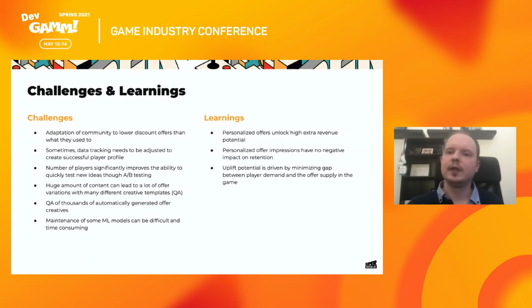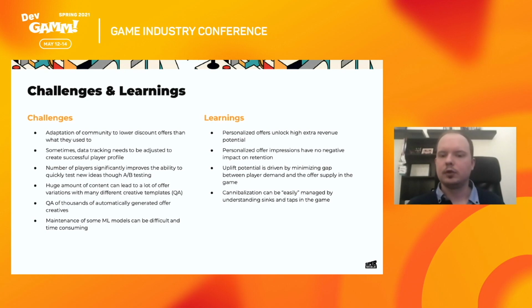Uplift of this kind of data science model is really driven by minimizing the gap between the demand of the players and the supply of offers. This means that if you have, right now, the greatest system of special offers in the world, you're probably not going to get the uplift. But many times we've seen that that is not the case. So we cannot change the demand. What we can change is really supply. And because the supply is not optimized for the demand, this is what actually drives the uplift of data science solutions in this case.